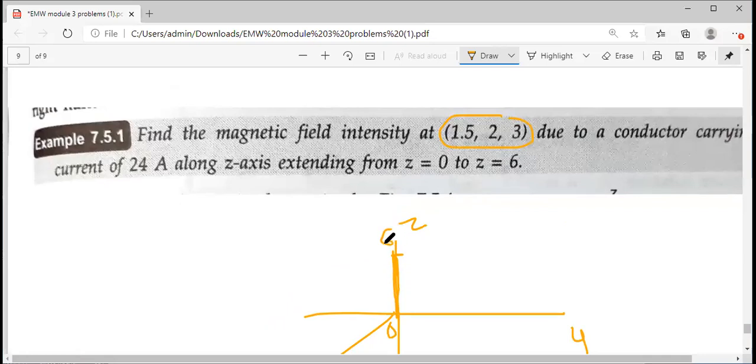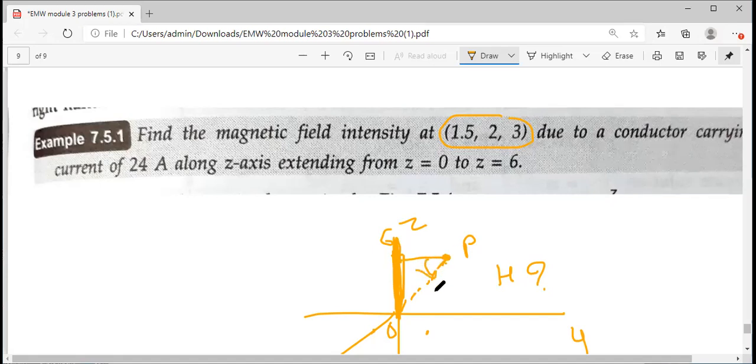So it is a finite conductor. Sin alpha 2, sin alpha 1, वो formula आपको use करना पड़ेगा. So it is kept like this. Point कहाँ पे होगा? x is 1.5, y is 2, z is 3. So somewhere here point P will come. यहाँ पे आपको H find करना है. So how will you do this? I'll just extend this a little bit. If this is your conductor, extend this line. This is your reference line.